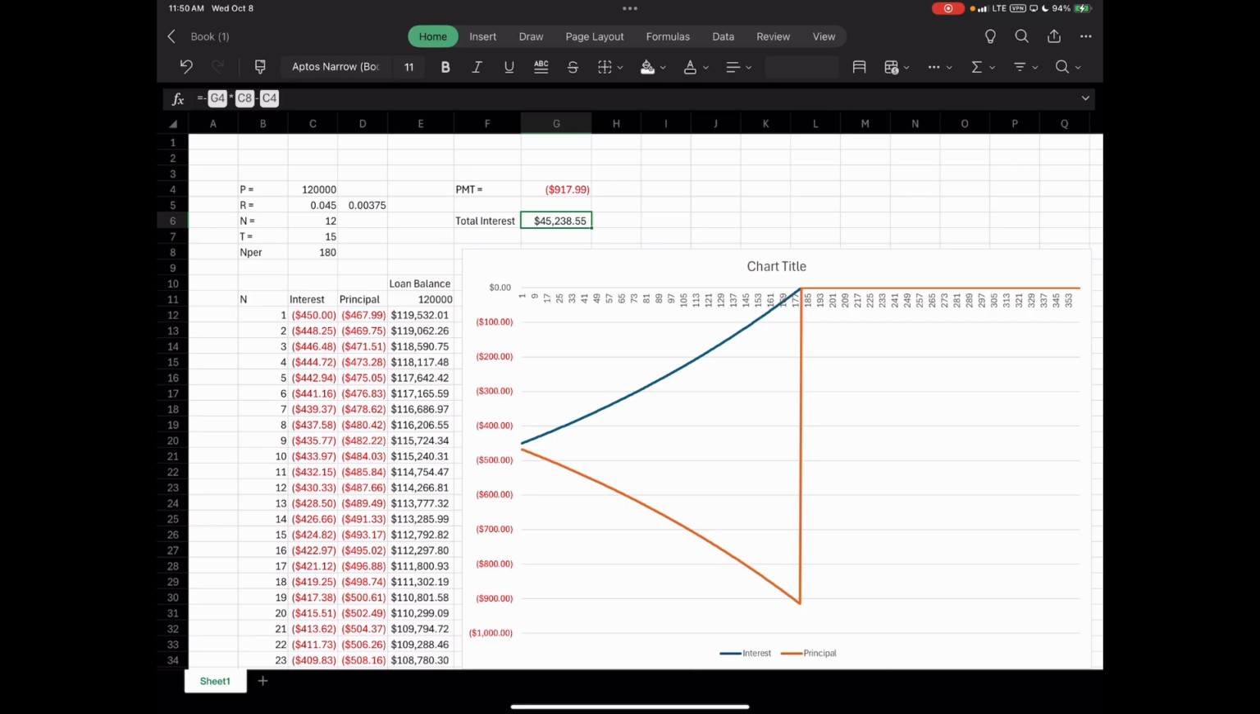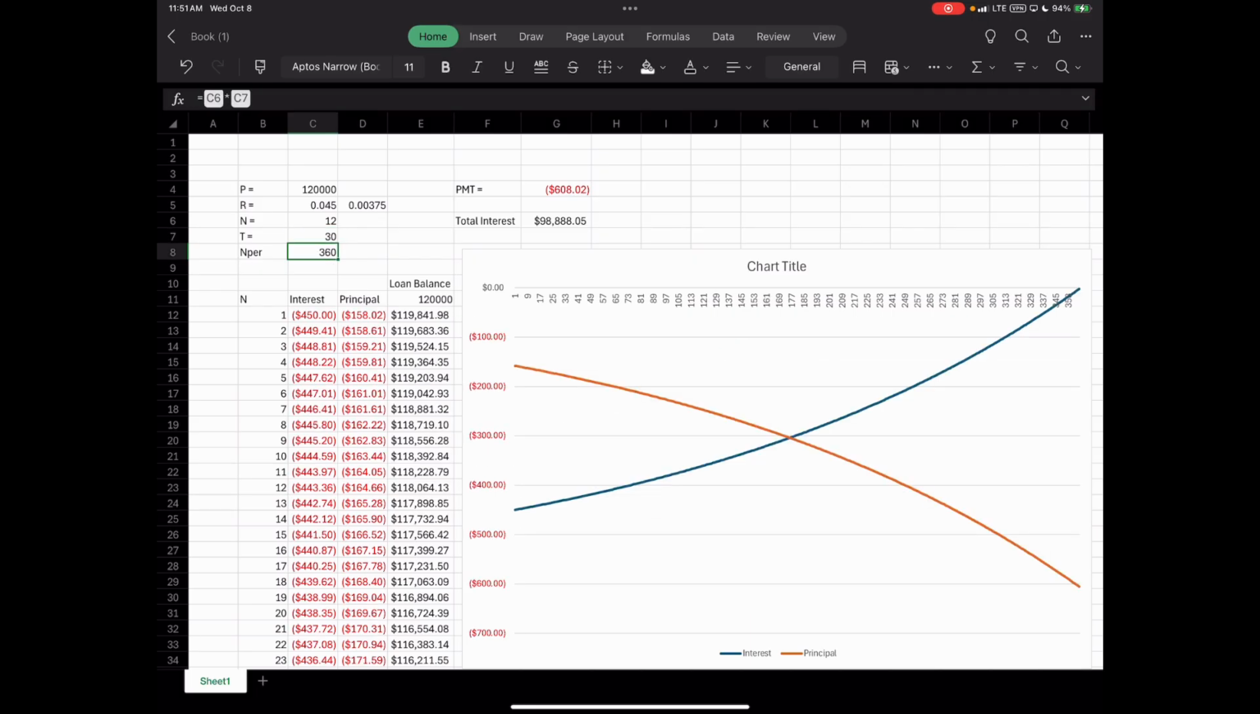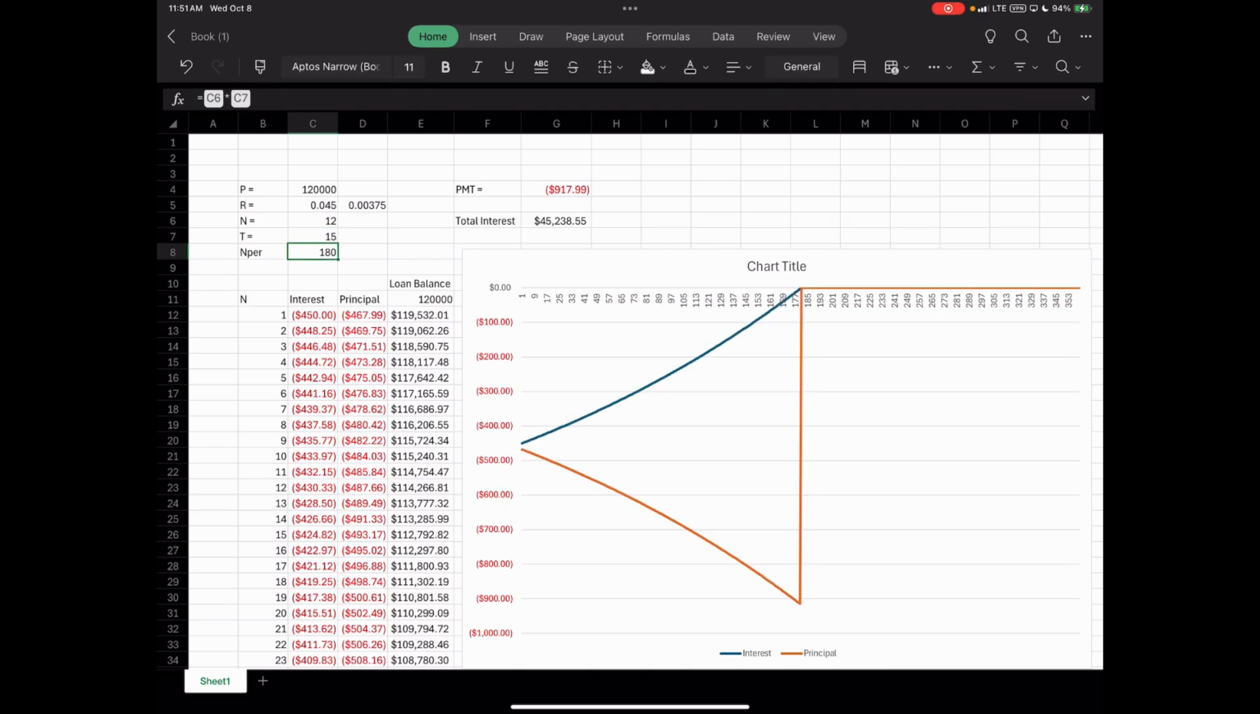But there's this other thing. I wish that came for free, but everything in life has a trade-off, and everything in math has a trade-off. When I turned that from 30 years down to 15, watch what else changes when I go back to 30 years. That payment went from $608 up to $917.